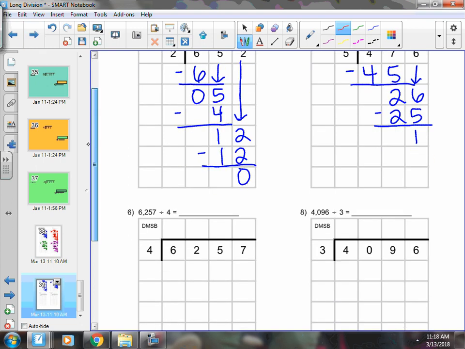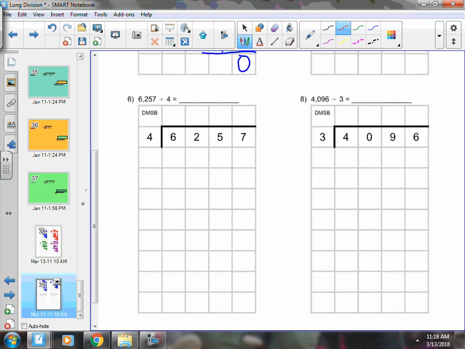Okay, the final 2 on the page. 6,257 divided by 4. This is not any harder. You just have to go through the process one more time. All right, 4 can go into 6. I'm thinking groups of 4. 1 time. Multiply. 1 times 4 is 4. Subtract. Bring down.